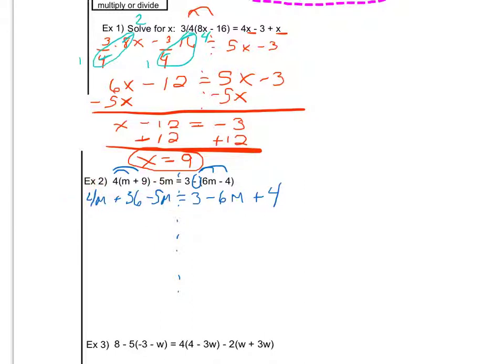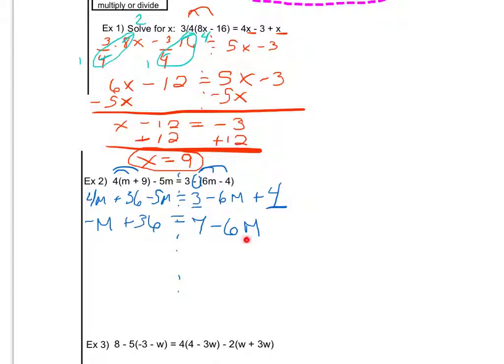Well, 4m and minus 5m combine to be a -1m. Remember, -1m is the same thing as -m. On the right, 3 and 4 are like terms, so I combine them to get 7. Now I've done steps 1 and 2. Notice step 3 tells me I have to make sure I have a variable on only one side.